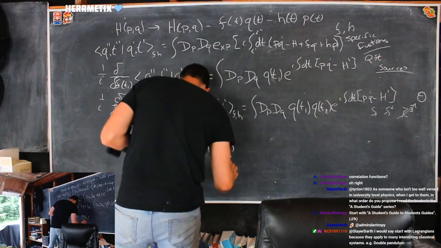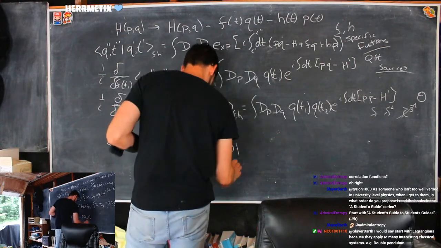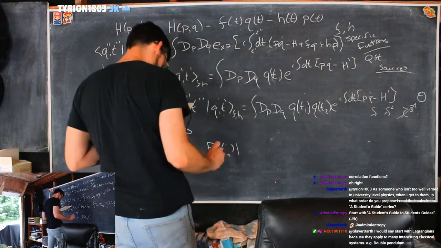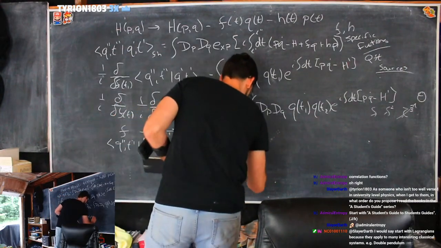P of tN. Is this supposed to be Q of t? I think it's supposed to be P of tN or Q of t1. Maybe I should double check that. I think I might have an error in my notes. I have to double check really quick.